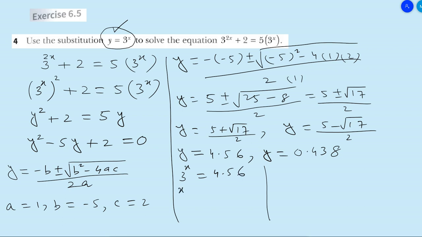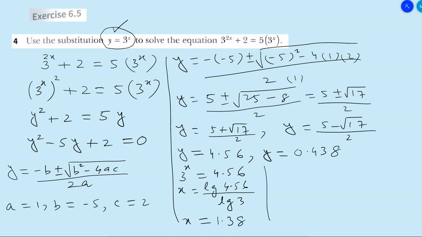Taking log on both sides, we get x equals log 4.56 upon log 3. Now this is the final answer. Find the value with the help of the calculator. The answer is 1.38. Sorry for the delay, 1.38.